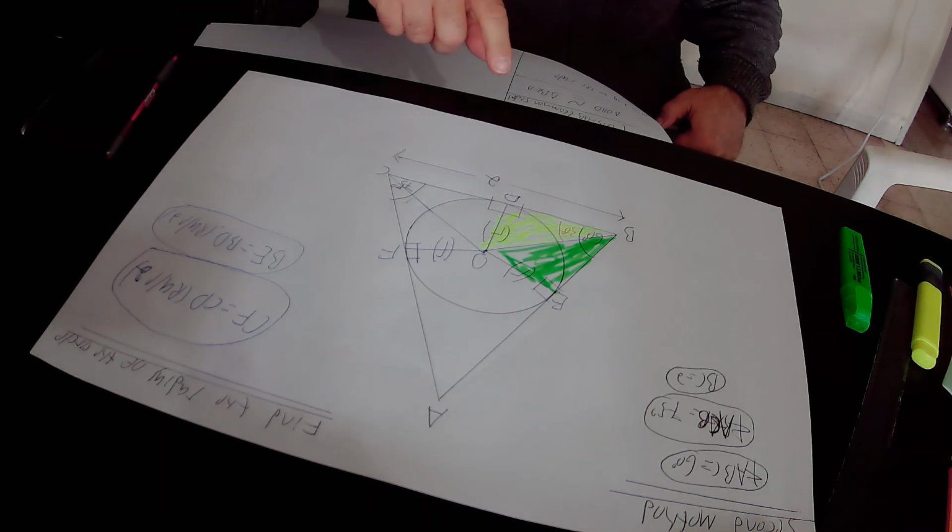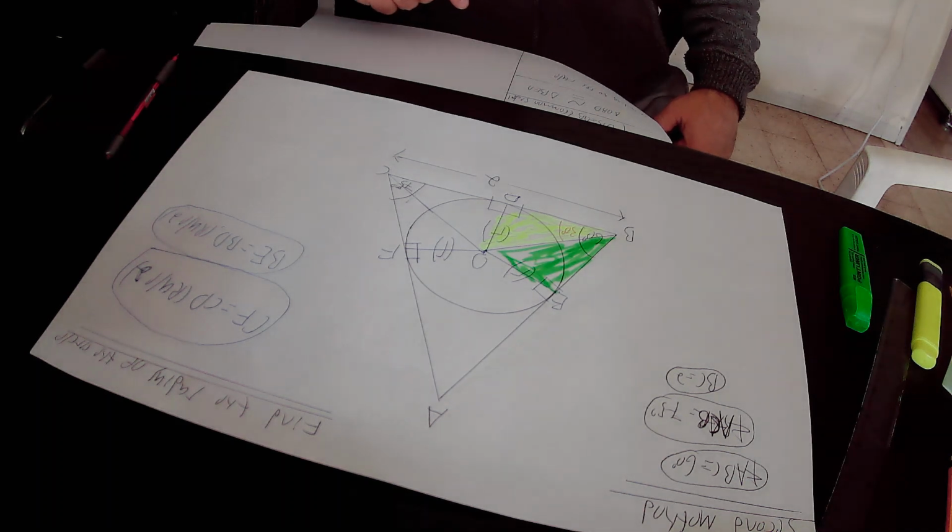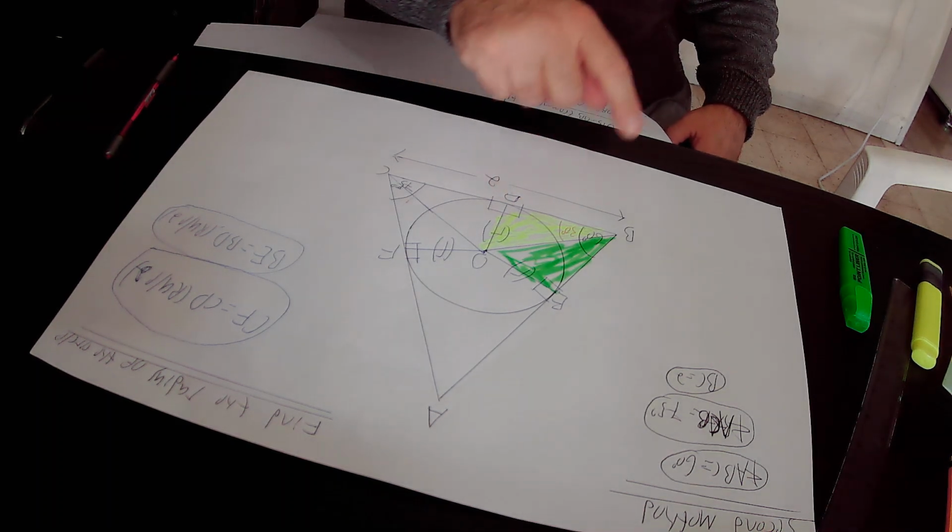So in the next step I will copy the yellow triangle OBD onto a new page and we will analyze this yellow triangle OBD.